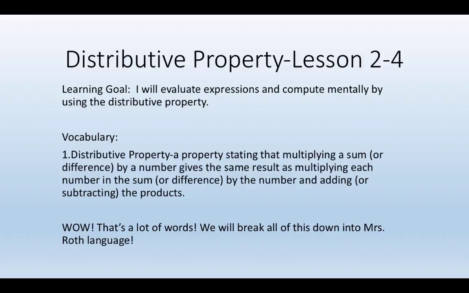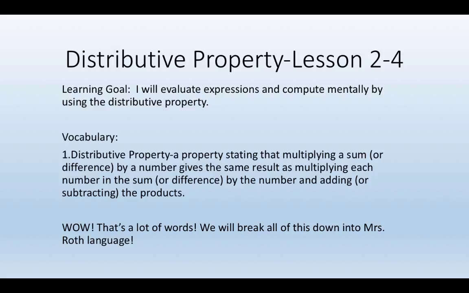Okay, tonight we are going to look at the distributive property, which is lesson 2-4 in your textbook. Our learning goal for this evening is: I will evaluate expressions and compute mentally by using the distributive property.